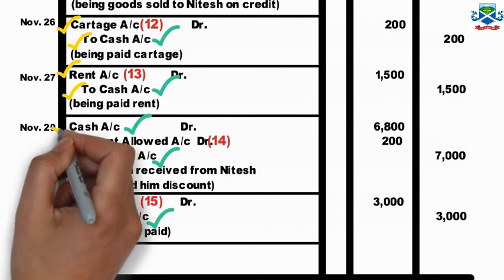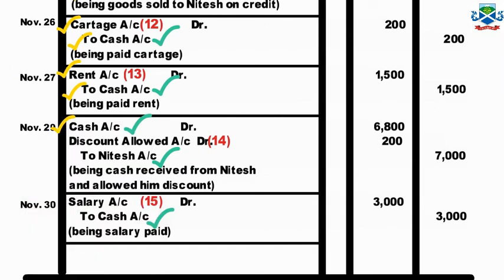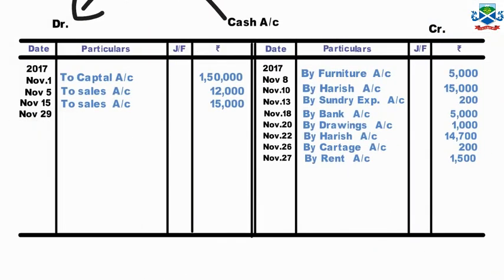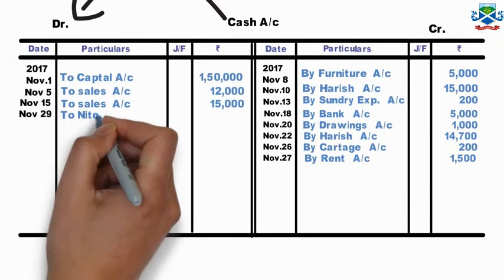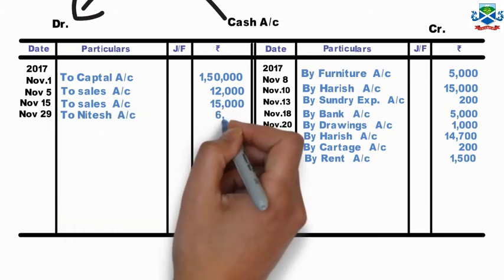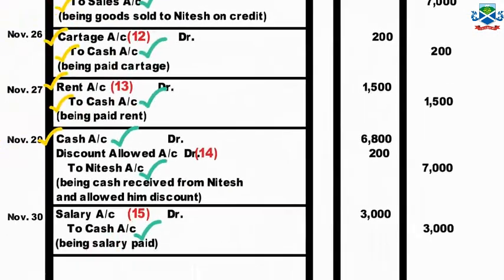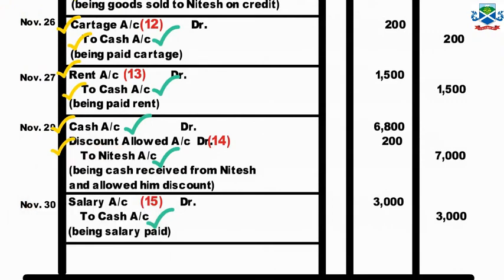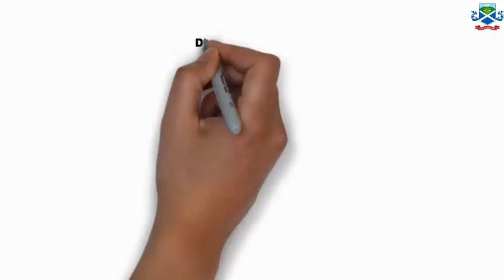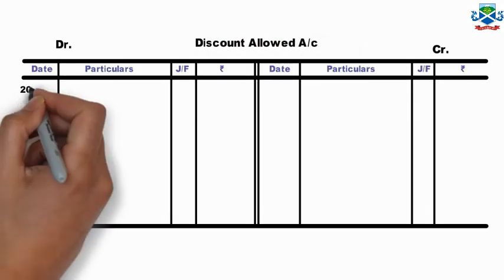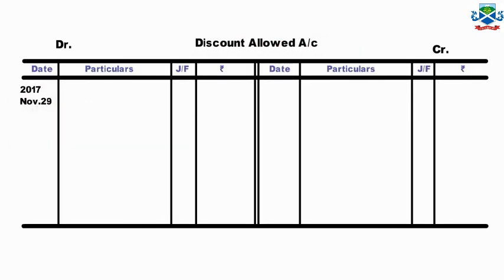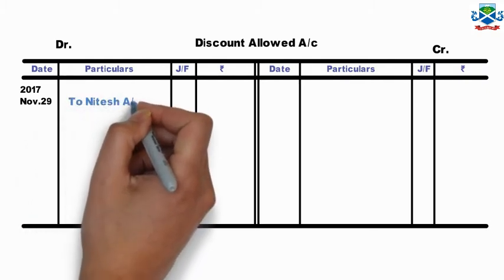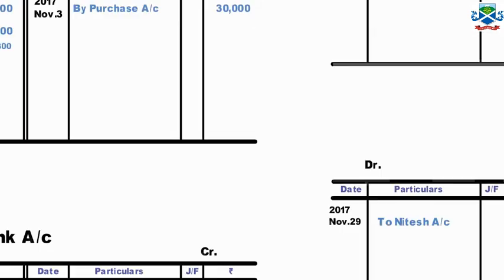Next one is cash account debit, discount allowed account debit to Nitesh. We are making an amount received in cash from Nitesh. So cash account debit to Nitesh 6,800, and discount allowed account debit 200 to Nitesh. These are compound entries, because more than two account heads are there. So discount allowed account debit to Nitesh account, 200 on the debit side.